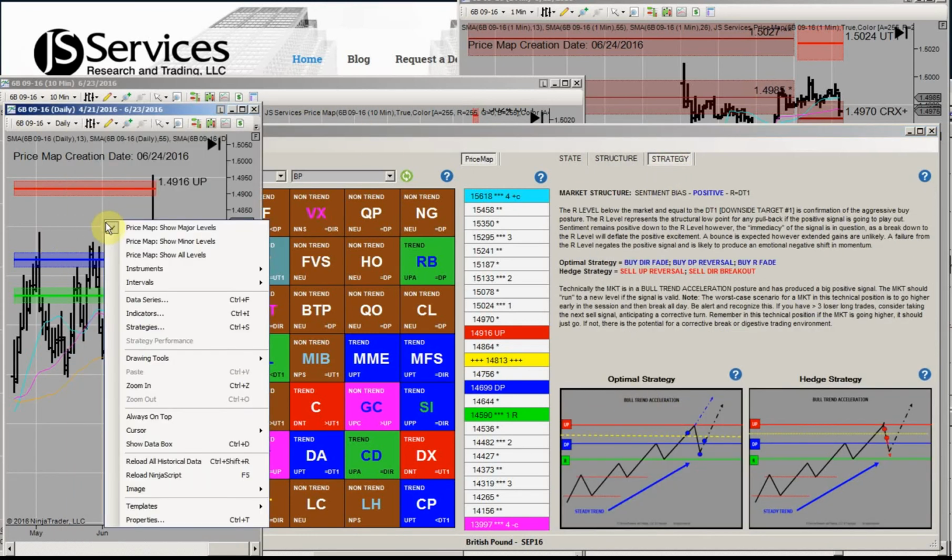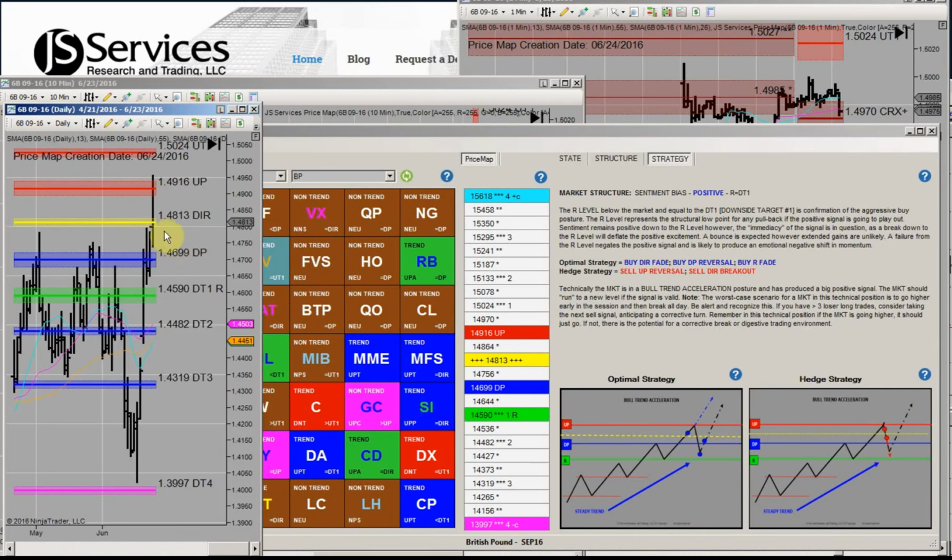Our expectation is the market's going to maintain aggressive structure. We're going to look for opportunities off the directional and to see that market just continue to scale higher. That's the expectation of a bull trend acceleration. If we get a break in structure, that would be triggered either at the upside pivot or on a failure from the directional. So we have an upside pivot reversal and a sell DIR breakout strategy.